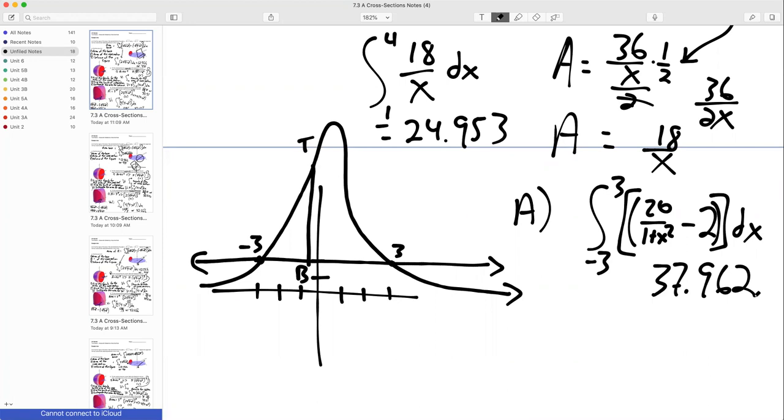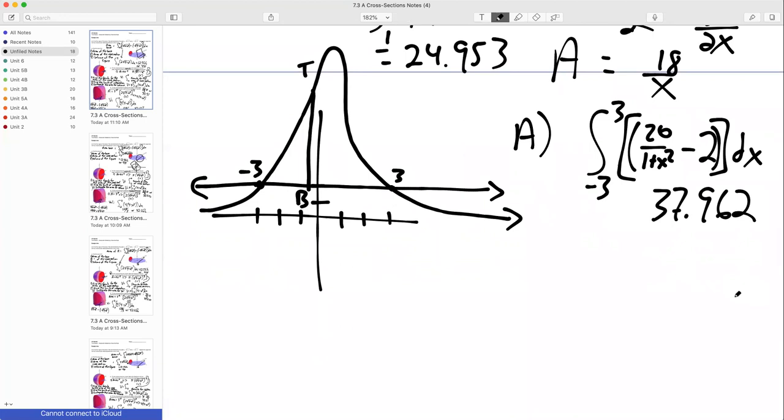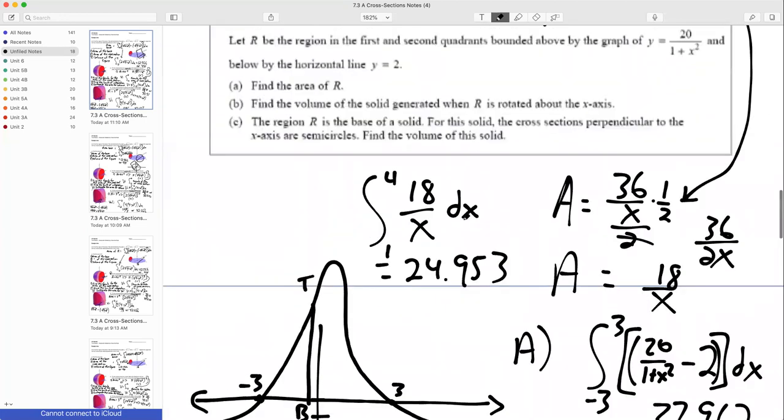All right, part B. It's a preview of coming attractions. We're going to take this and rotate it around the x-axis, but we're not doing that today. We're doing that later. So I'm going to skip that and do part C. Part C says the region R is the base of a solid. For this solid, the cross sections perpendicular to the x-axis are semicircles. Find the volume.